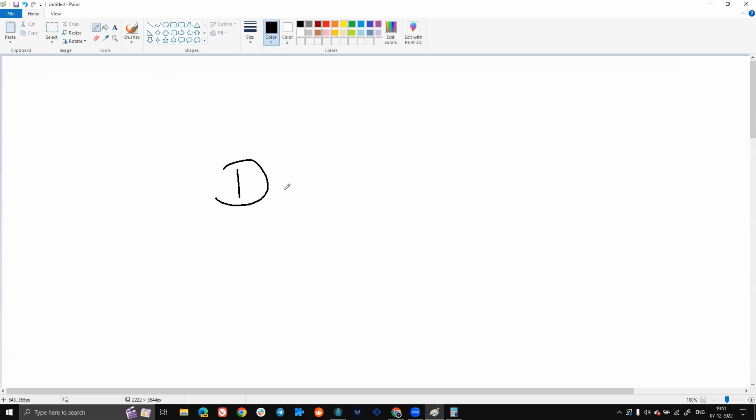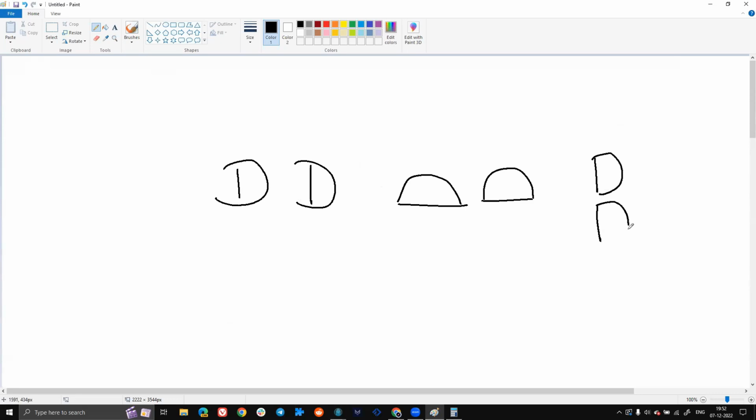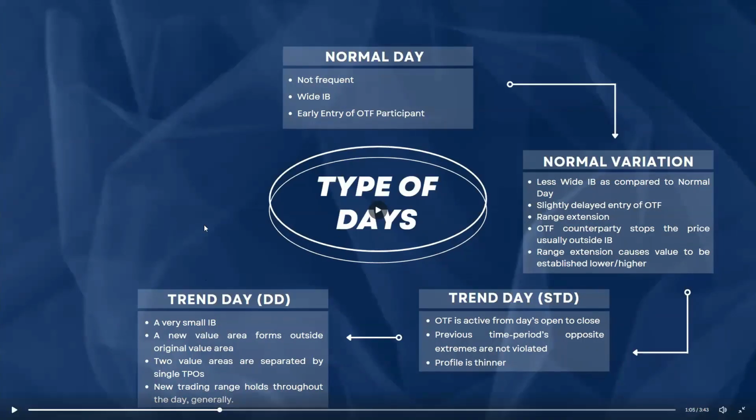So this looks like a capital B, double distribution. Though it is written as D, it should be written like this, and it should be rotated. So this becomes a B profile, capital B. But small b is also used by some players, so they call it double distribution. And those blocks are separated by a single TPO, just a small characteristic.